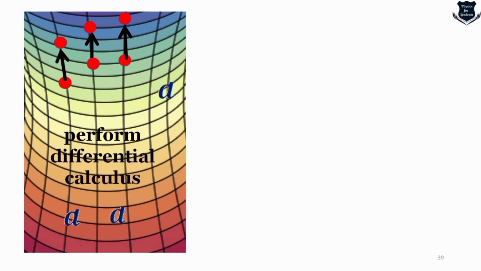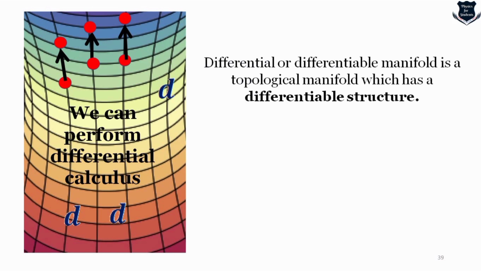Now we can actually perform differential calculus on them, right? So these boxes actually are locally Euclidean, and they are using differential calculus, right? So what we call, you understand that we were just using a differentiable manifold. So a differentiable manifold is a topological manifold which has a differentiable structure. That means the basic idea of that manifold is something which can be differentiated using calculus.